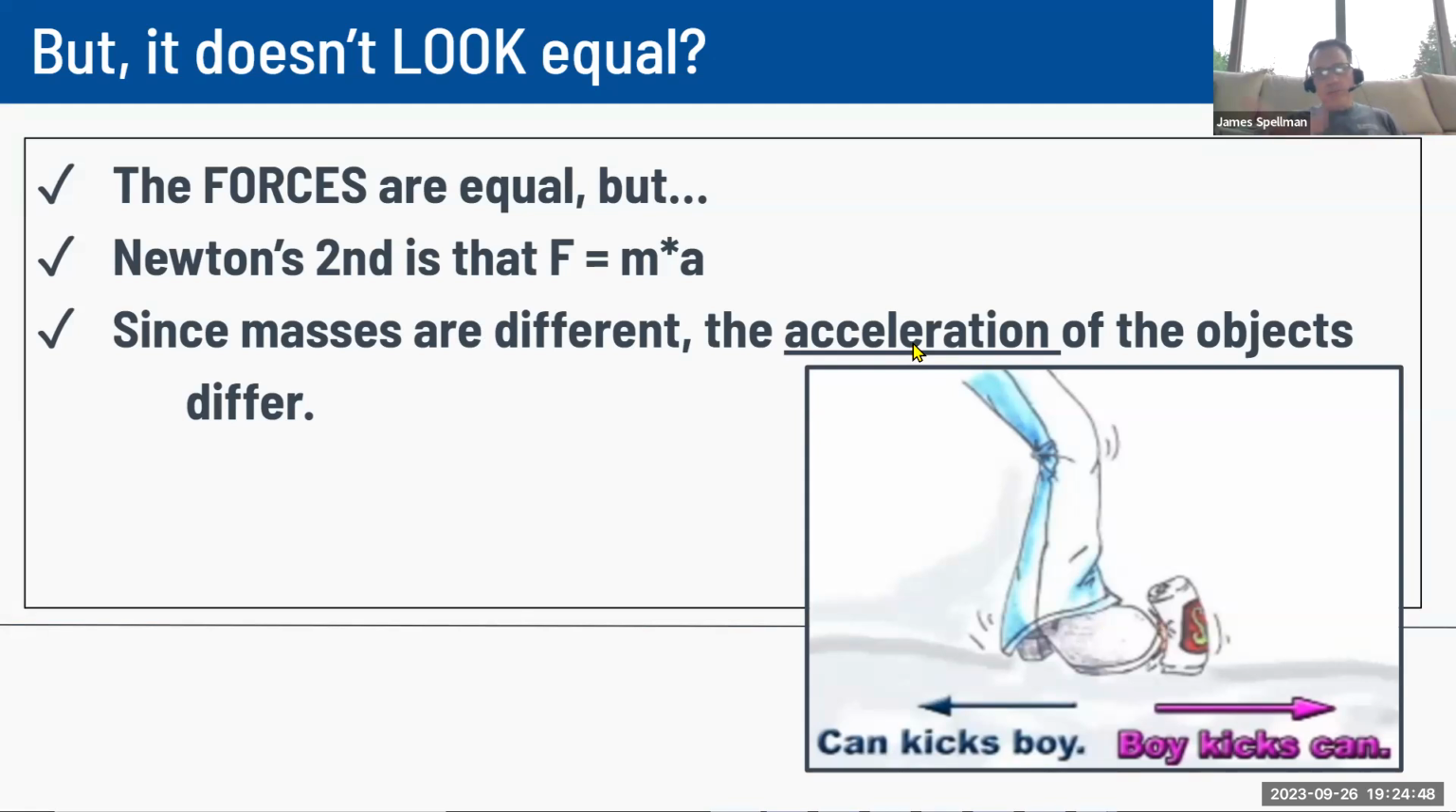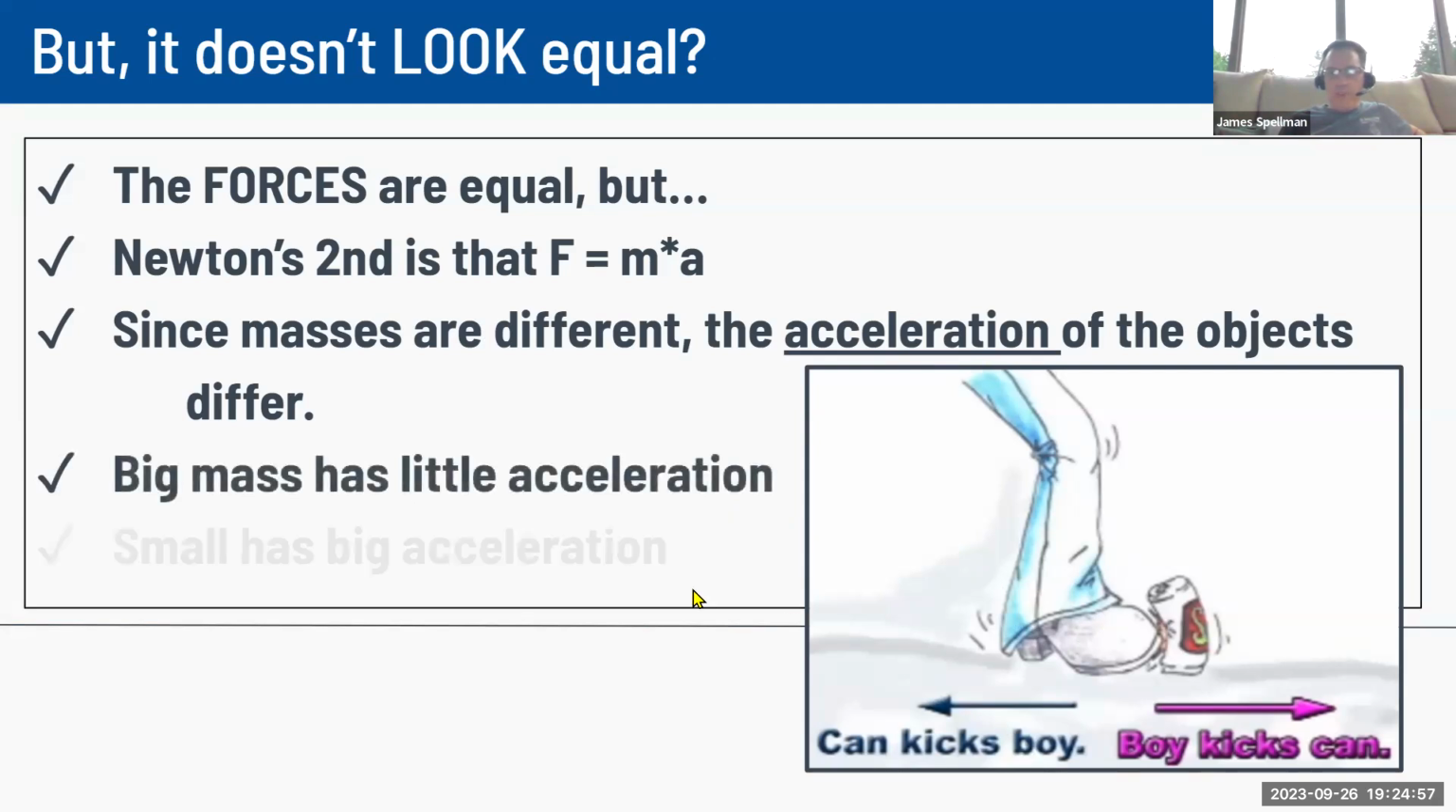So hopefully remember, if the mass is bigger, then the acceleration is going to be smaller. If the mass is smaller, then the acceleration is going to be bigger. So in this case, with the foot and the can, the big mass doesn't change its speed very much. When you kick something, you barely even notice that the speed of your foot changed. What we notice is the speed of the can changing. The can is really, really small. It has a small mass, so it's going to end up having the bigger acceleration. So try to keep that in mind with any examples that you're looking at, is that the forces themselves are equal.